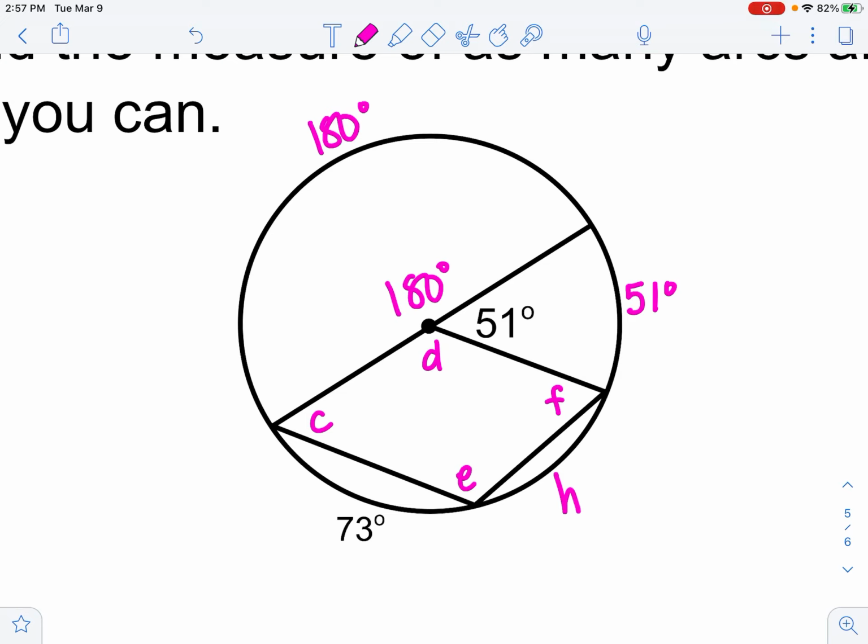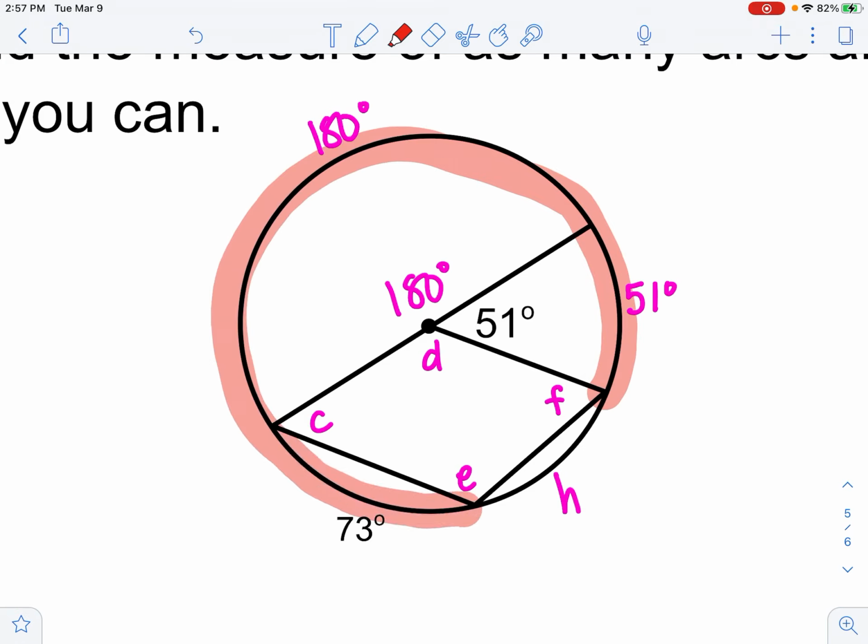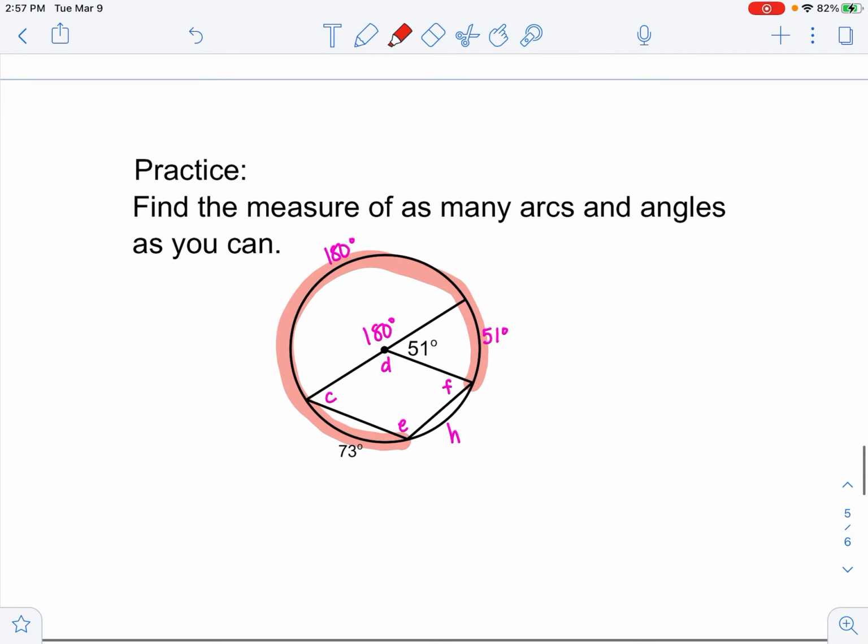Okay, what can I do next? There's a couple things I can do next. I can do H right now. It's the only arc that's missing. If you look, I have this. I have this. I have this. The only thing that's missing is H. So I could add those 3 arcs and do 360 minus that if I would like to. Okay? I'm going to do that. Why not? I noticed it right away. I might as well do that.